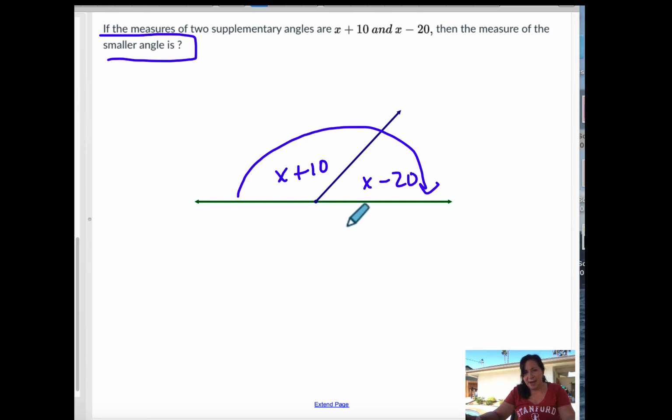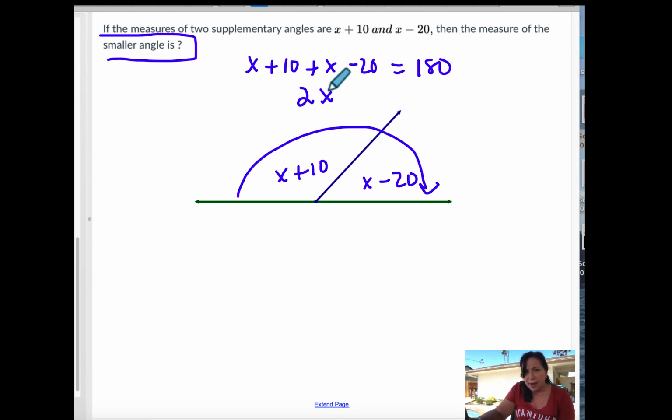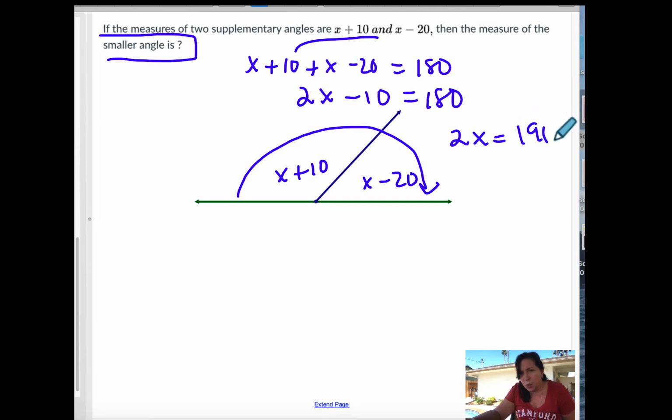Because once I find x, I can plug those values back into my equation and then find the smaller angle. All right, so I'm going to say x plus 10 plus x minus 20 adds up to be 180. So I've got 2x, and then 10 minus 20 is negative 10, is 180. Add 10, so I've got 2x equals 190.